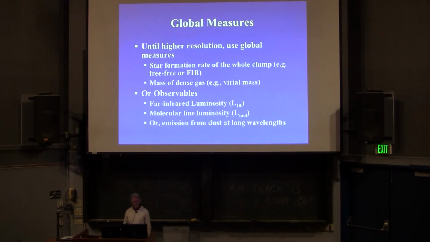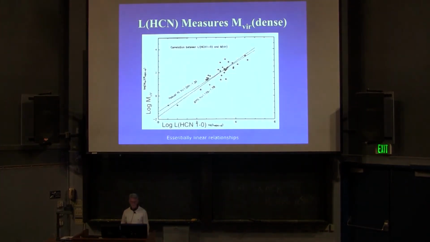So let's look at the star formation rate of the whole clump using either far infrared and the mass of dense gas using, for example, the virial mass. Or we'll look at pure observables and see how they correlate. The first thing we found in studying these large samples is that the luminosity of the HCN 1 to 0 line is a decent measure of the virial mass of the dense gas. It's very parallel to using CO to measure the mass of molecular gas. The HCN requires higher densities to excite, so crudely speaking, it measures the mass of the dense gas.